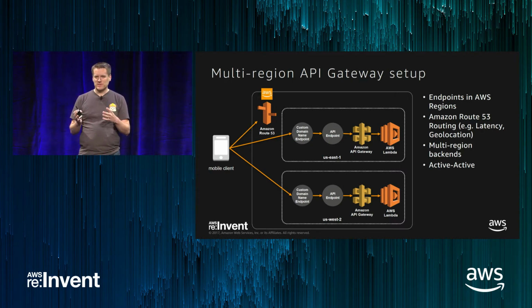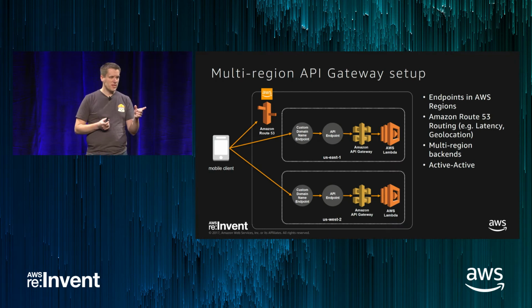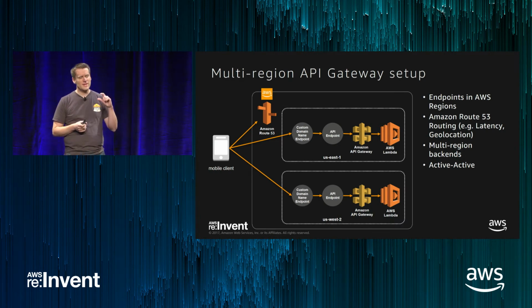You can't really customize them. They will have a domain name that's auto-generated for you. So in front of that, we'll put the custom domain name that we'll have associated with our api.foodforthought.com. And we'll use that in combination with Amazon Route 53 to start getting this multi-region set up.